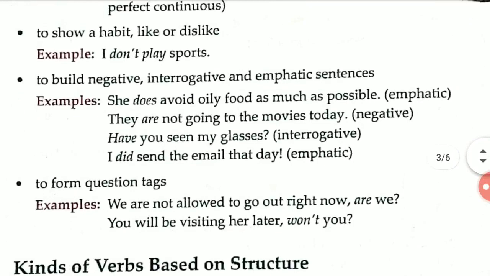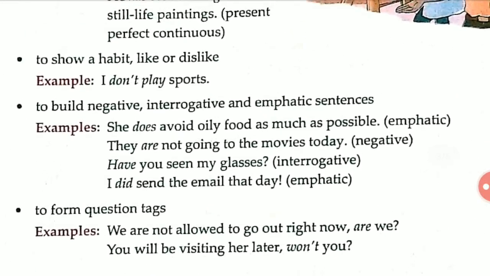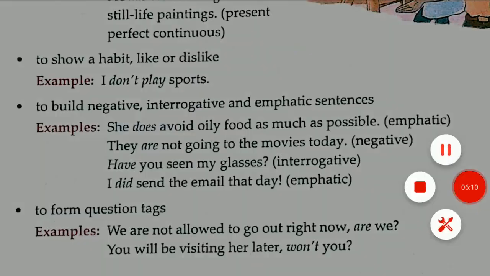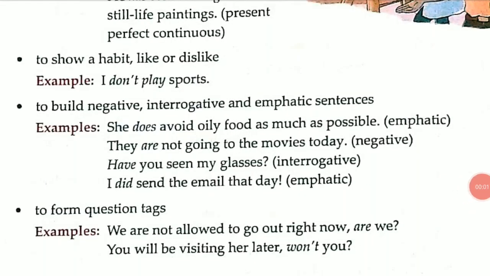Now see, to form question tags. And what is a question tag? It is when we are asking a question, for example, you can see and you will get clear. "We are not allowed to go out right now." First we are giving some information and at last we are asking a question: "Are we?" So this is said to be a question tag. So to form question tags we use primary auxiliaries.